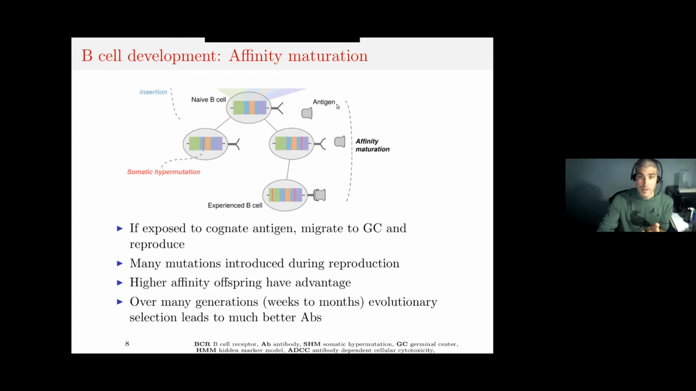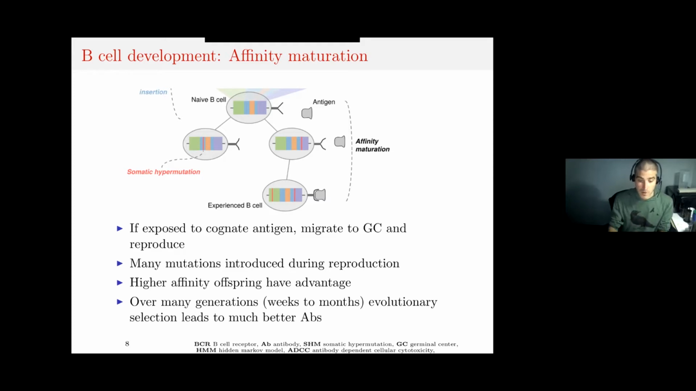So we're imagining that some antigen comes in and it binds well enough to this naive B cell that it's activated. So when a B cell encounters its cognate antigen, it's given permission to migrate to a germinal center and then start reproducing to create offspring. And when B cells reproduce in germinal centers, they purposefully introduce a huge amount of mutation right at the BCR locus. It's about 10 to the 5 times the background rate in your germline.